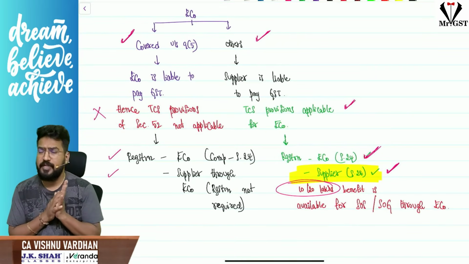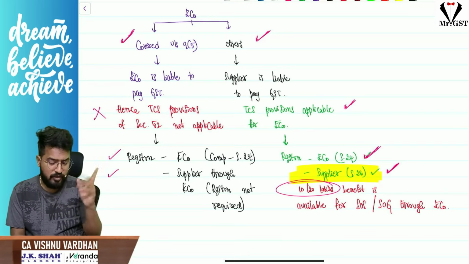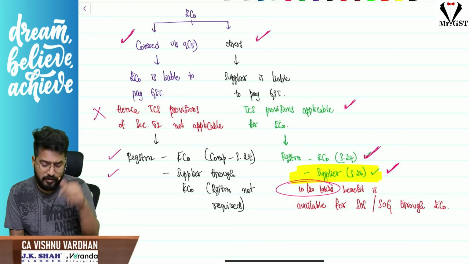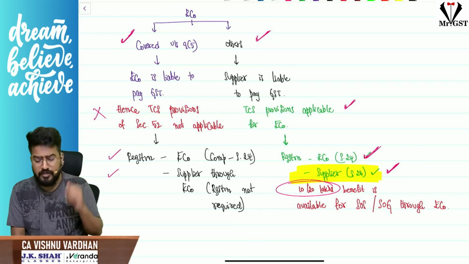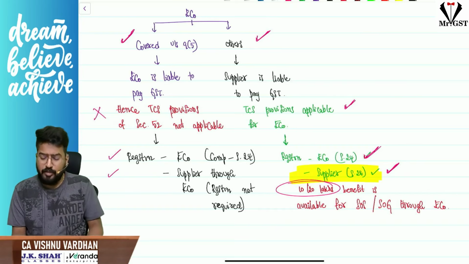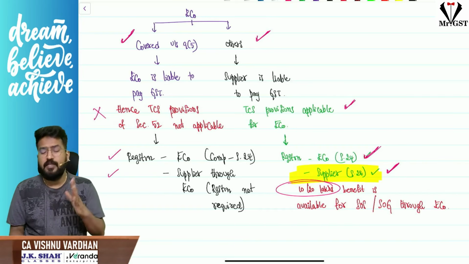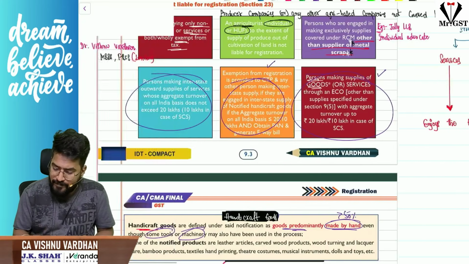So for e-commerce operators covered under 9 subsection 5, the e-commerce operator is liable to pay GST, TCS will not come into the picture, and the e-commerce operator will take GST registration if he is liable to pay GST. So the supplier need not take GST registration. In other cases, the supplier is liable to pay GST. So TCS provisions are applicable, the e-commerce operator is liable to take registration, and suppliers of goods and services can enjoy the threshold limits. Next.